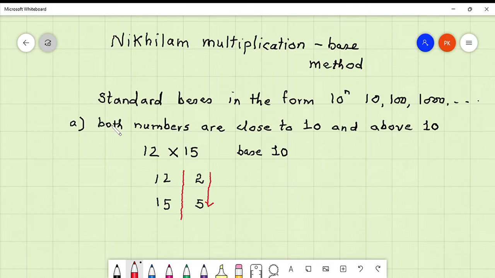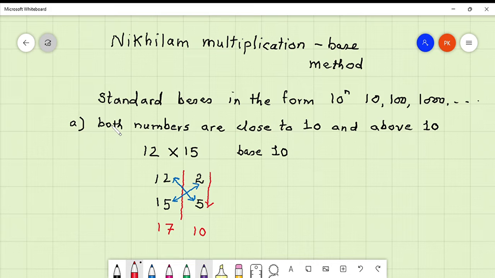Your first step will be to multiply these two. So 5 twos are 10. In the next step, since on the right hand side both the numbers are positive, you can cross add and you are going to get the same answer. So 12 plus 5 is 17, 15 plus 2 is 17. So write 17 on the left hand side.